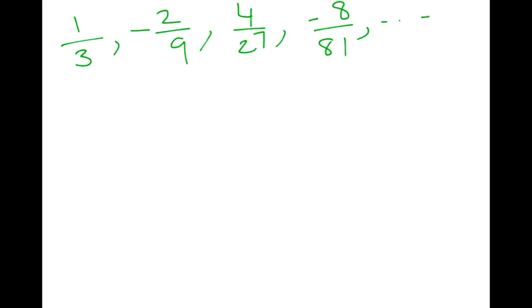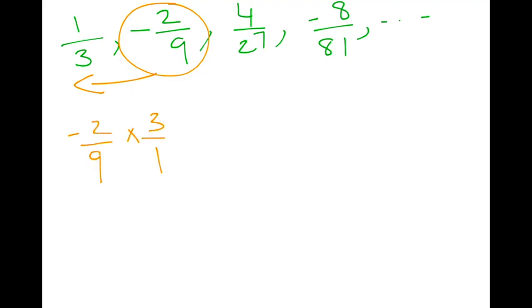Suppose I give you... Okay, think about this. Is this a geometric sequence? We have to take this number divided by the number before it, see what we get. So we take negative 2 over 9 divided by 1/3, that means times 3 over 1. Remember the division, you multiply by the reciprocal, you will get negative 2 over 3.